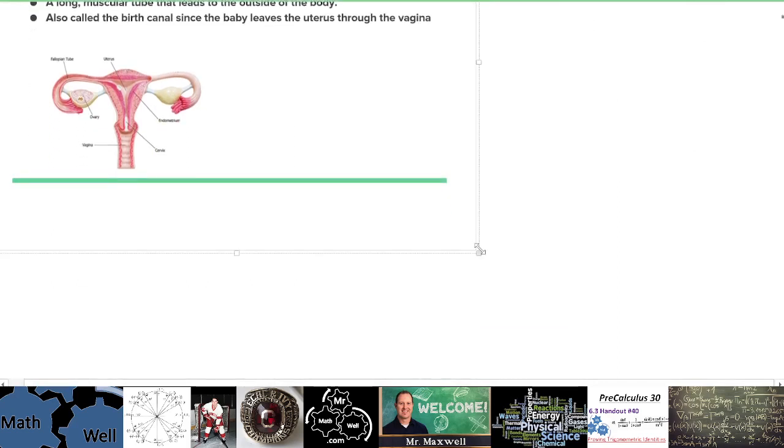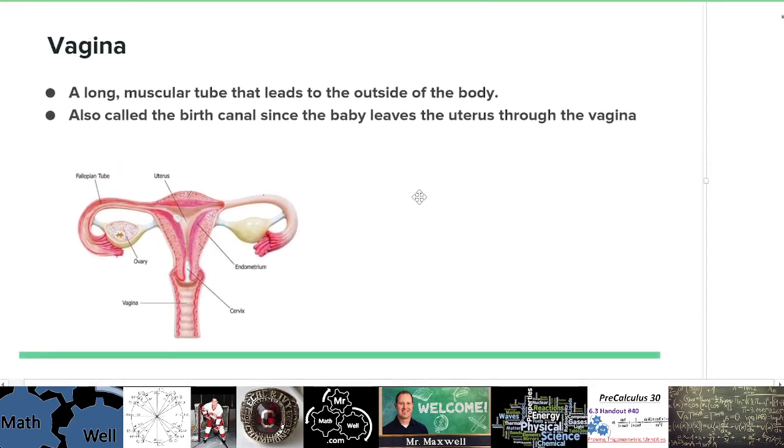Okay, the vagina. Here we go. The vagina: a long muscular tube. Your blanks are going to be a long muscular tube that leads to the outside of the body. So obviously we're internal; through the vagina is the outside of the body. Also called the birth canal, since the baby leaves the uterus through the vagina. So in case any of you were not understanding where the baby comes out, it comes through the vagina, not any other orifice. So it's all connected. Birth canal. Any questions? Okay, good. All right, let's move on.